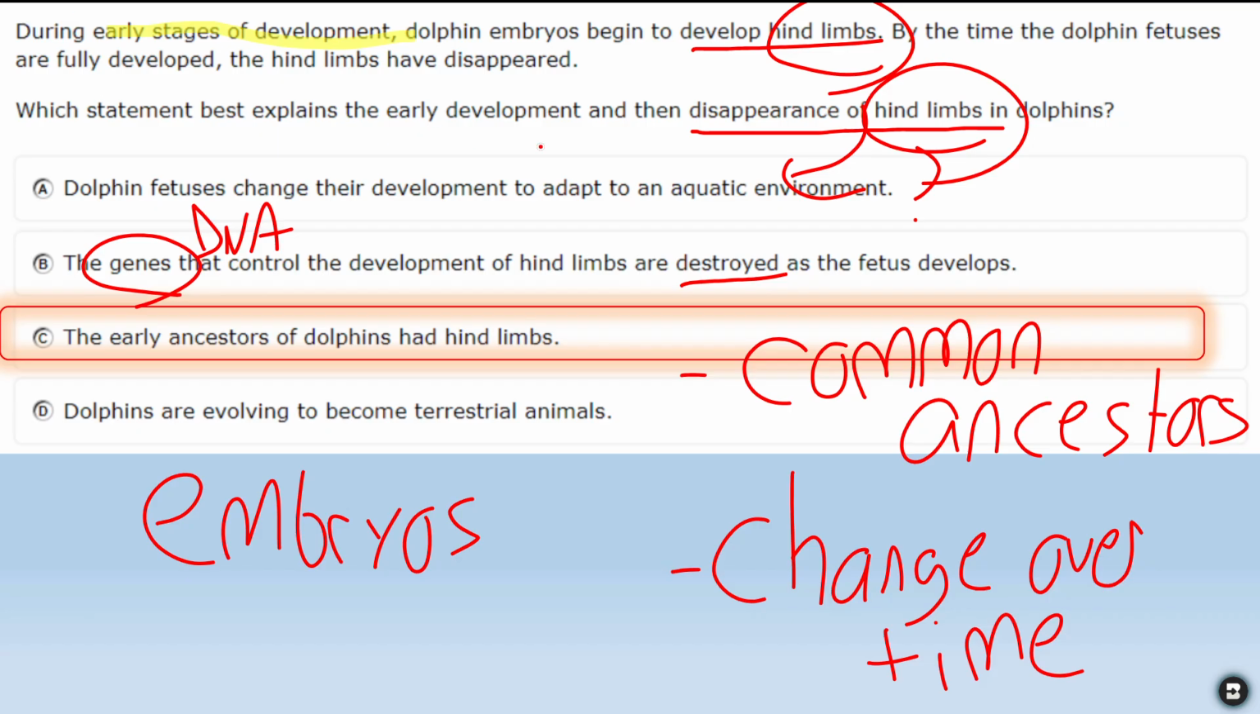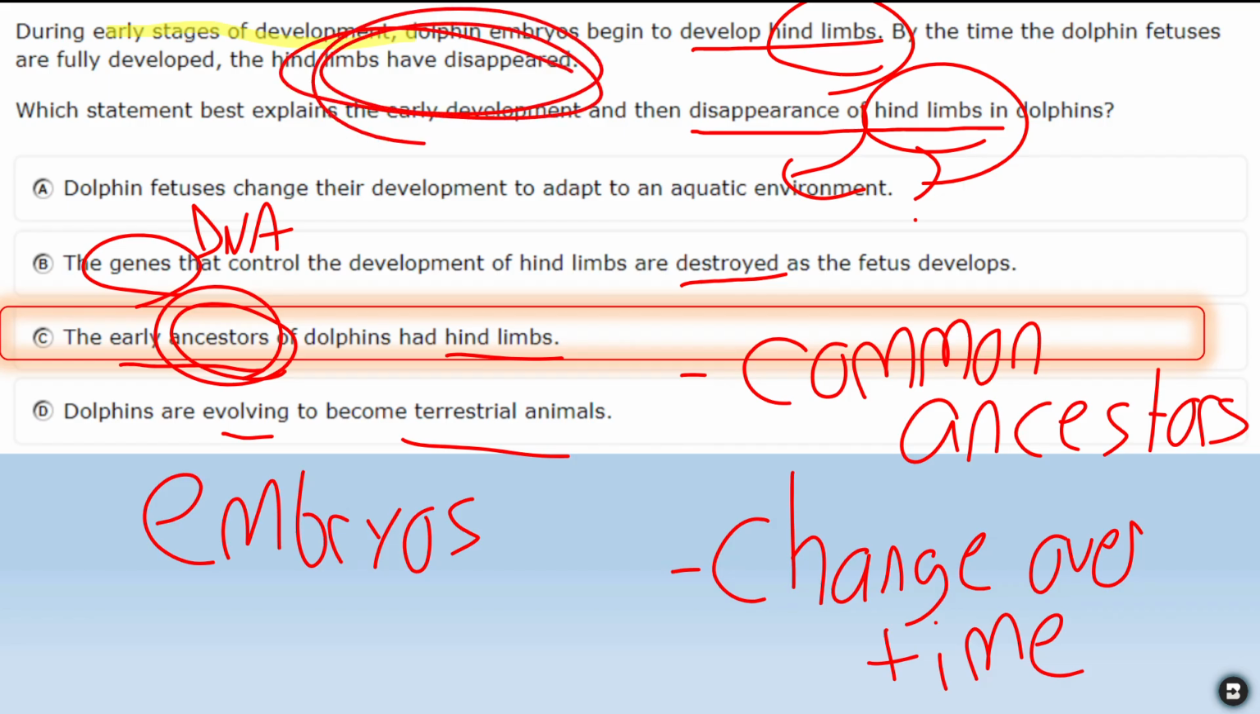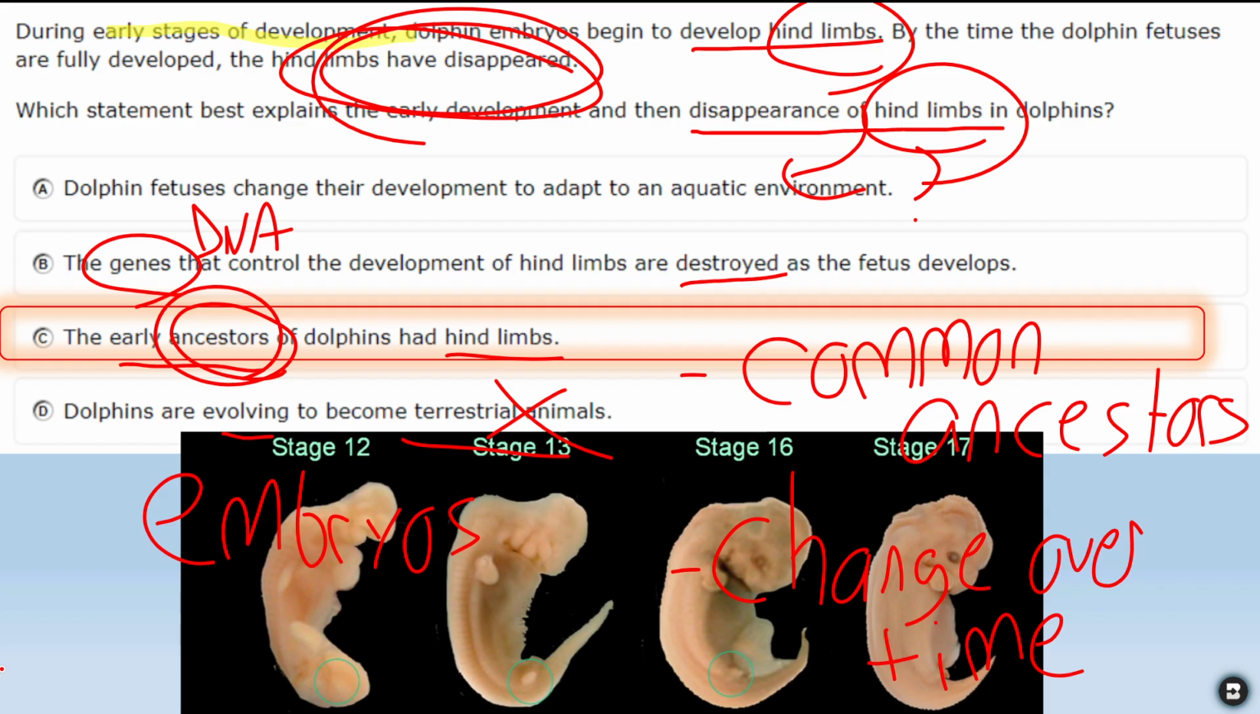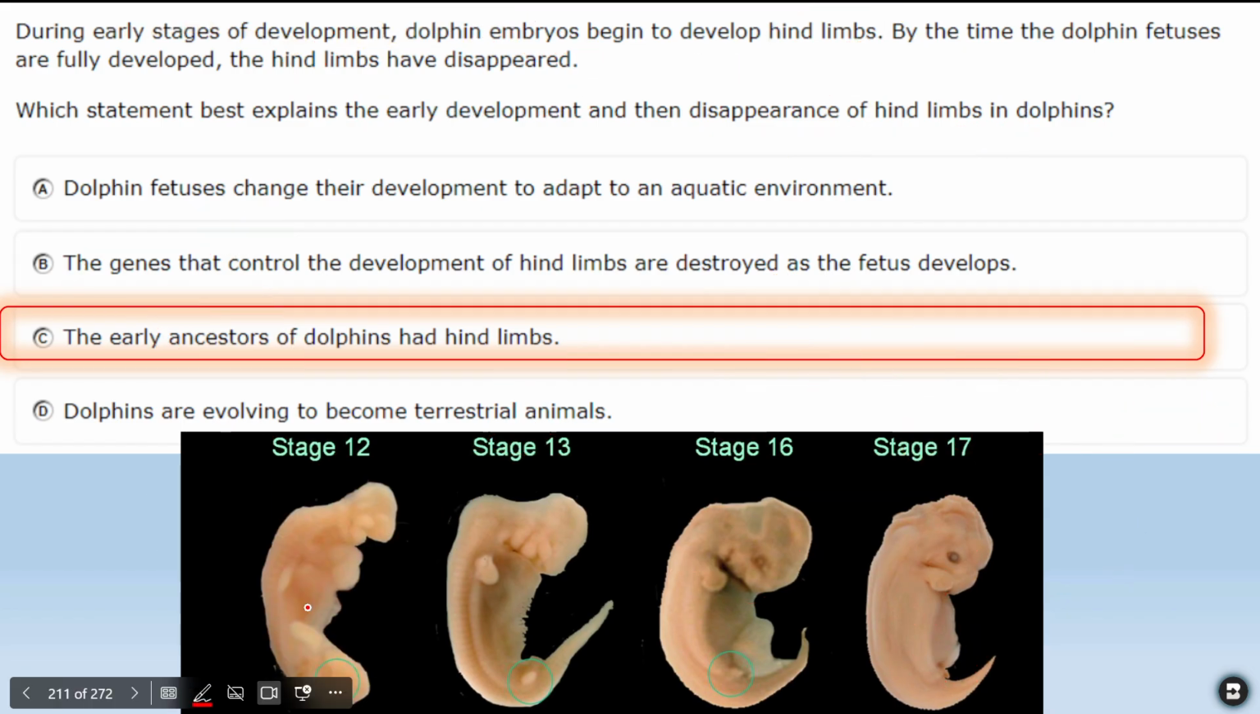Letter C says that early ancestors, keyword here is ancestors, had these limbs, which is why there's the appearance of them, and that later on they disappear because they're no longer needed. And letter D says they're evolving to become terrestrial animals, but again, the limbs have disappeared, so that's not going to be it. And here's an example of what that idea looks like. Here we see the limbs starting to form in the green circle there. Limbs are there. Limbs are now gone.